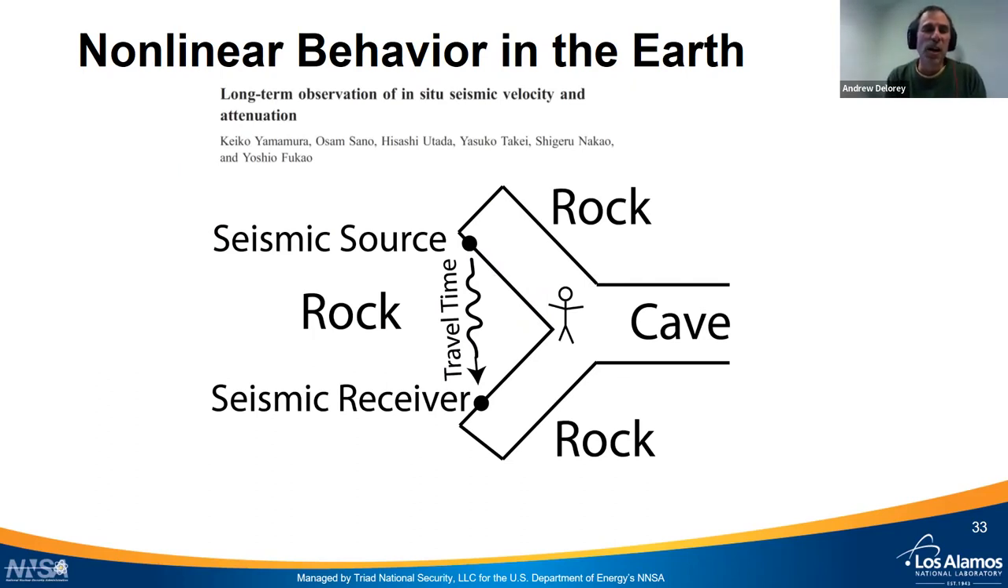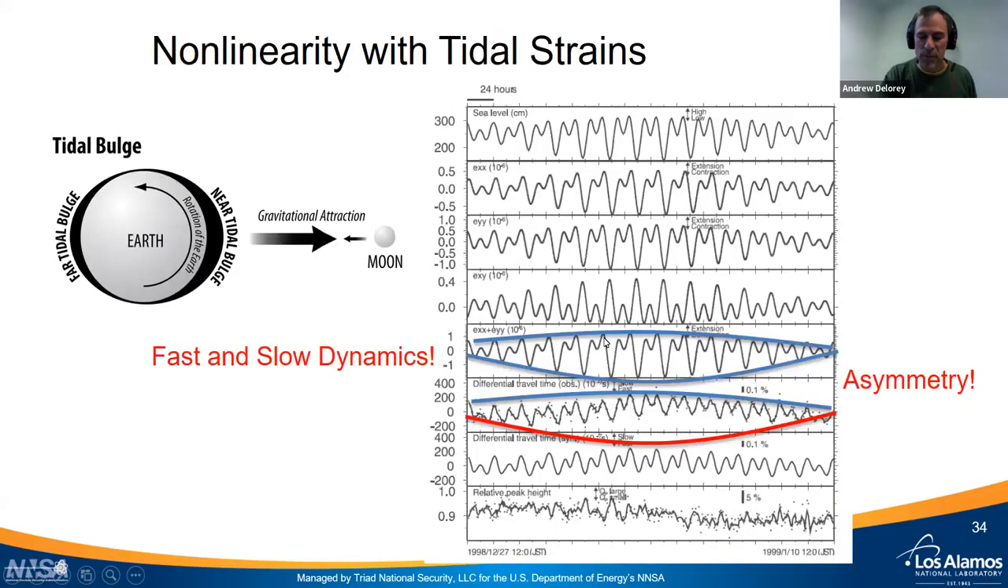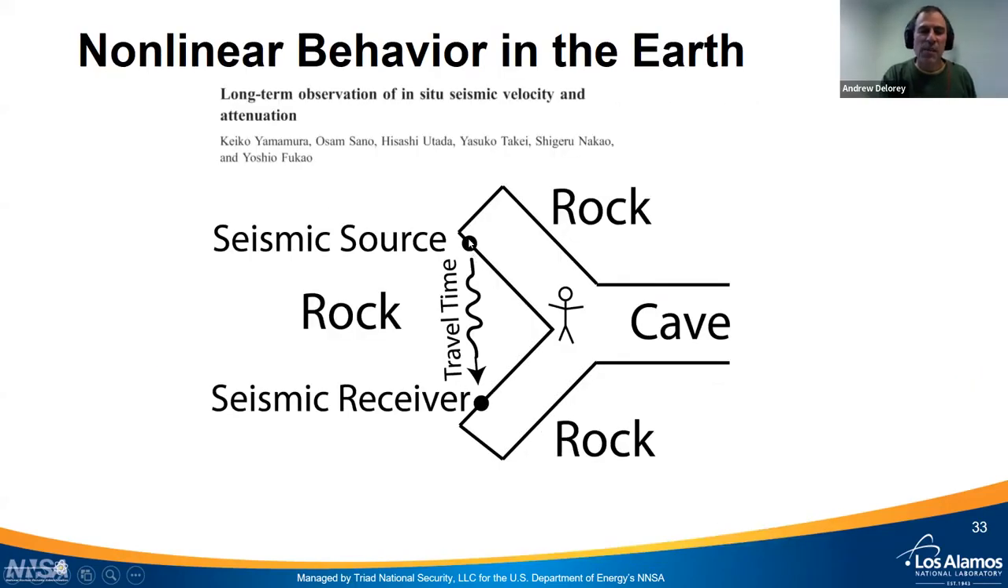This is a long-term observation of in situ seismic velocities and attenuation in a cave. I've drawn a little diagram of what they're doing here because the figure was a little bit hard to read. Essentially, you have a cave with two branches to it. This shows the inside of the cave, and then they have a source and a receiver. What they're doing is measuring the travel time across the rock here.